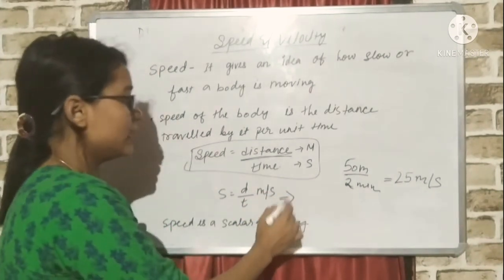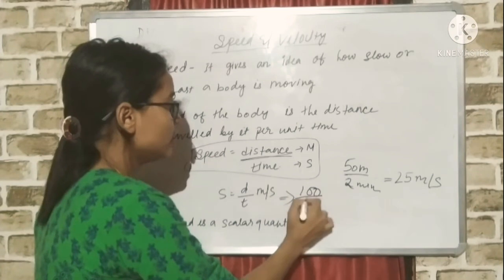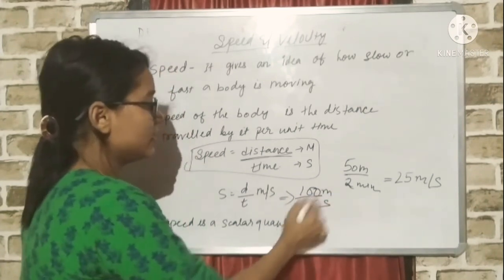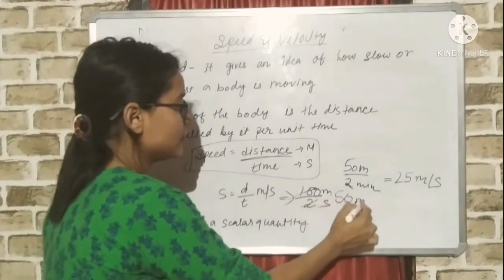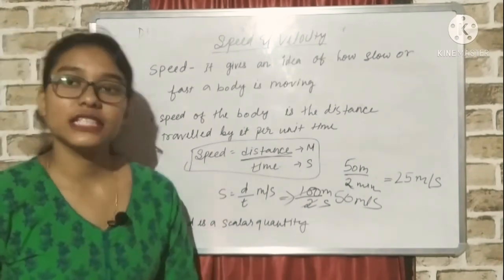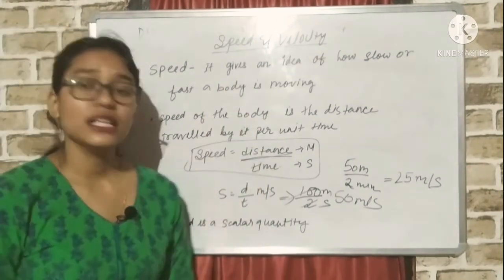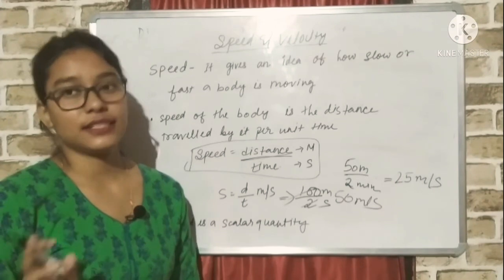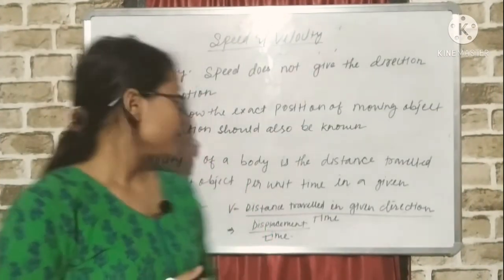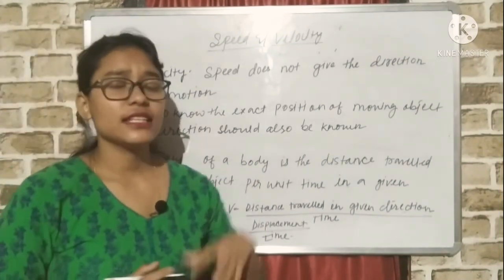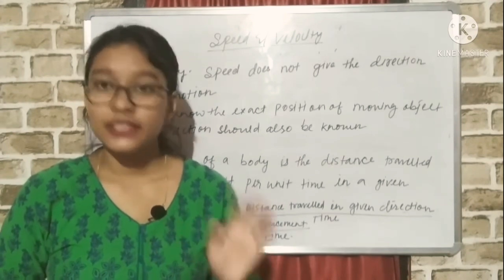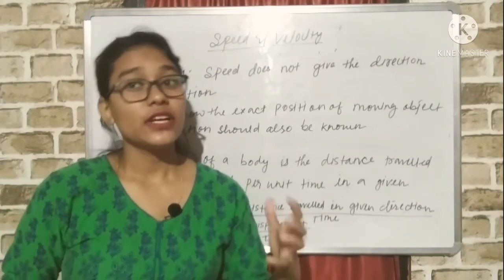Suppose you ran 100 meters within 2 minutes. Okay, within 2 minutes, then it will be 50 meter per second. Okay, and it is independent of direction. That is why speed is what? Scalar quantity. Here direction doesn't matter. Okay, so now let us discuss velocity. You see, just now we have seen that speed is a scalar quantity, right? It does not tell us about direction because it is independent of direction.